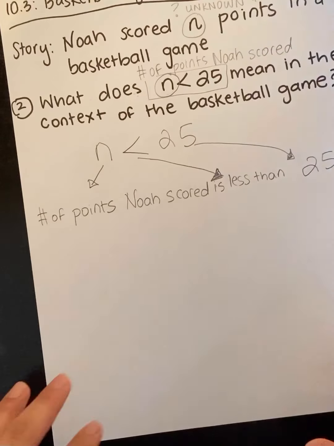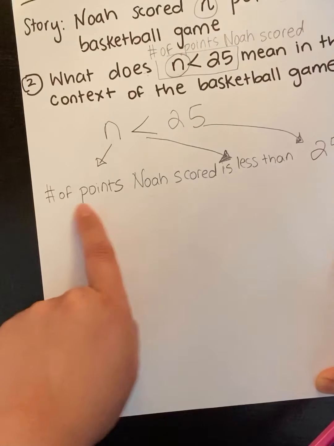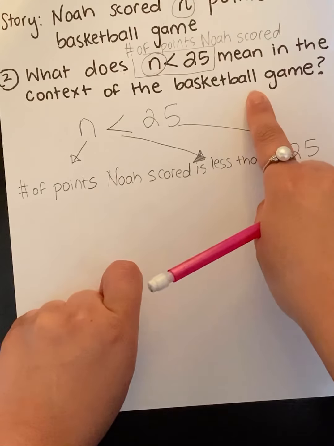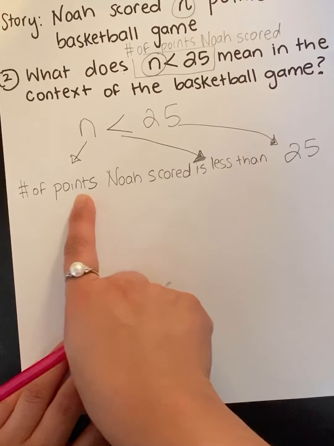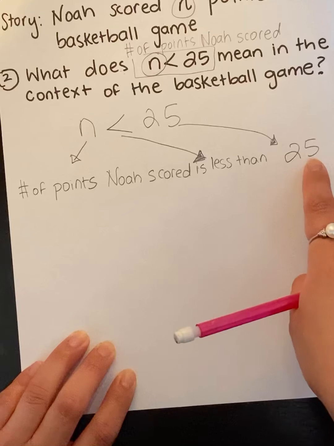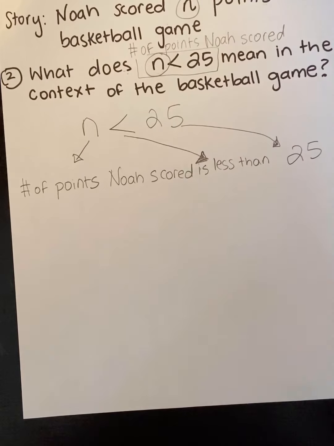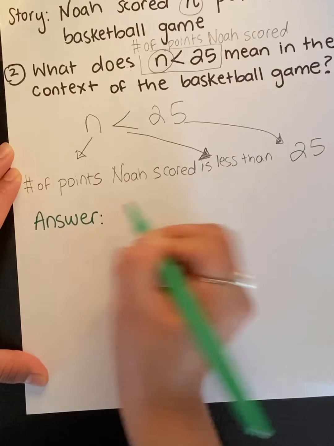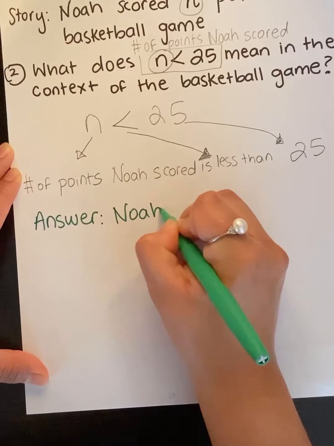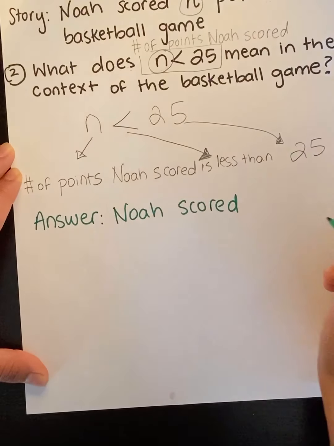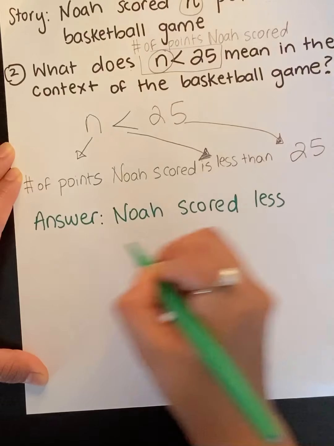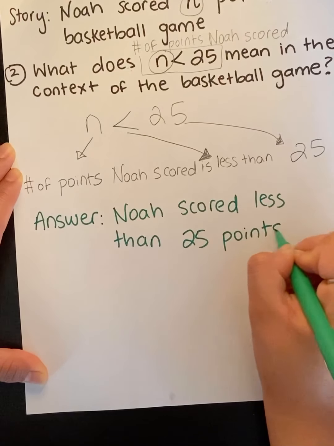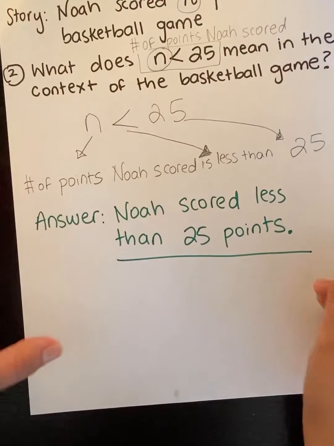So compared to the last video, this statement is a little bit more clear in terms of what it means about Noah in the basketball game. We know that the number of points he scored is less than 25. So I can write that for my answer. Noah scored less than 25 points. And that is my final answer.